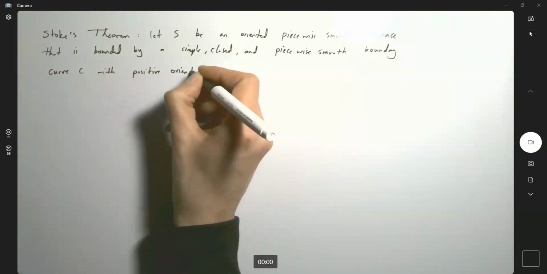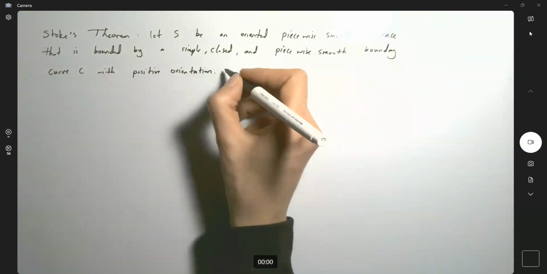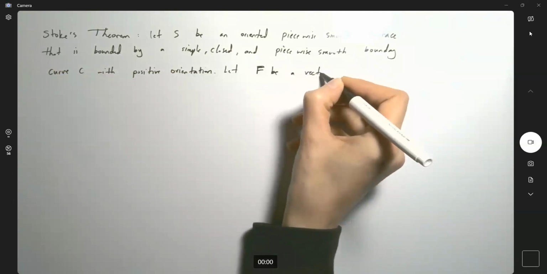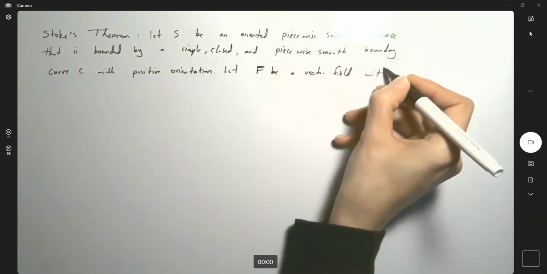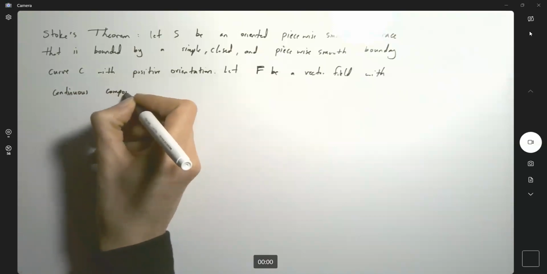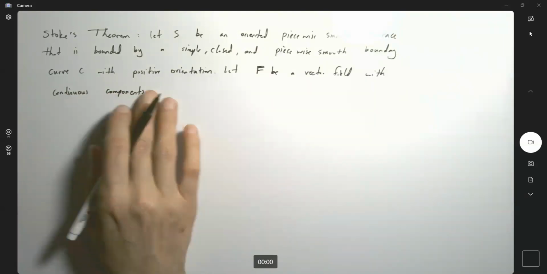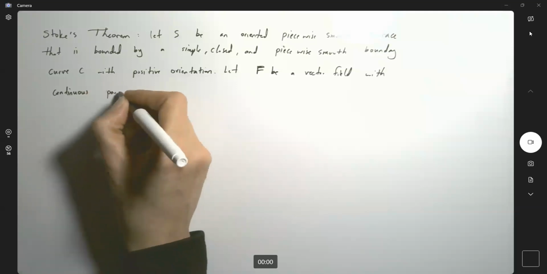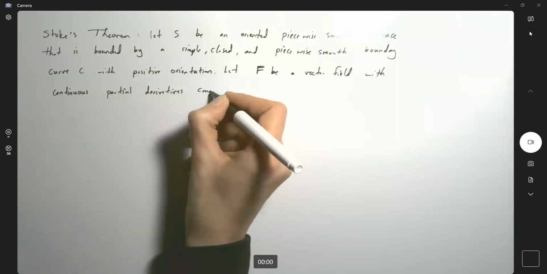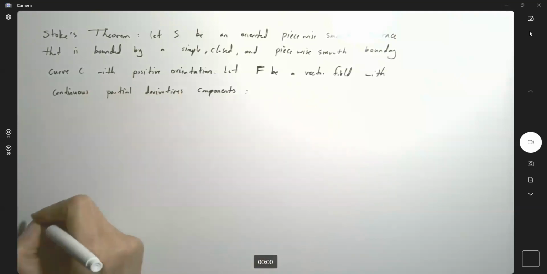Positive orientation. Suppose you have a vector field, let F be a vector field with continuous partial derivatives of its components. Then you have the following scenario.